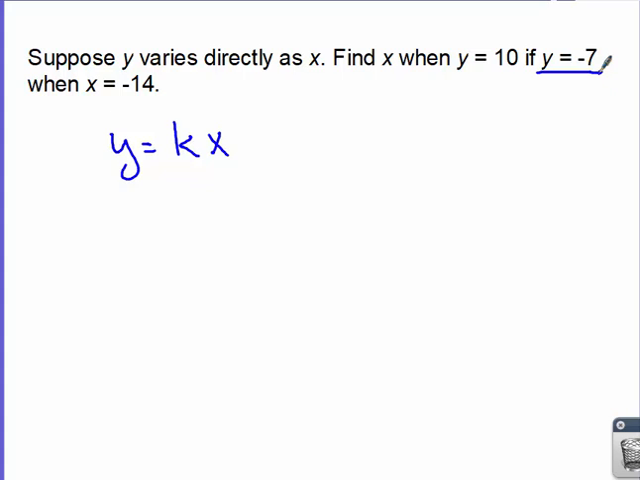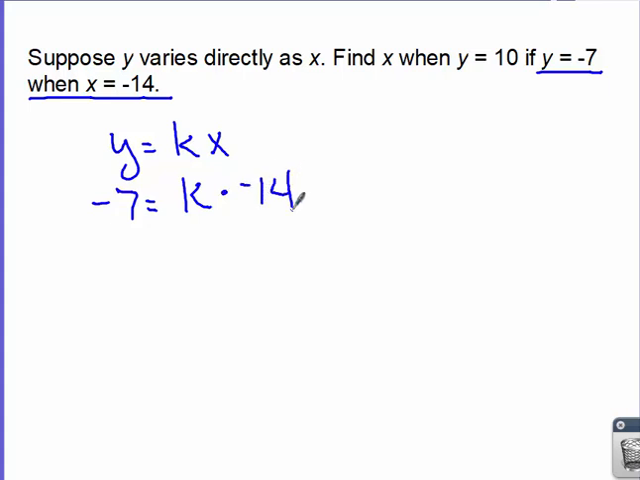Well, I know y is equal to -7 when x is equal to -14. So those are the values that I'm going to use. I take my y value, -7, and substitute it in for y. Equals, I'm looking for k, so I leave k as an unknown. And I know my x is -14.